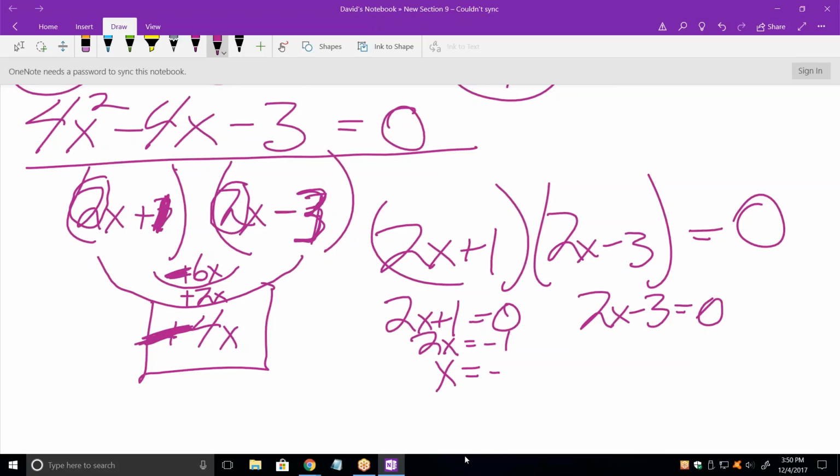-1/2. Yeah, don't say it with questions. That's the answer. So be confident in it. Now do the same thing for the other one. First step, add 3. Last step. So x equals 3/2.